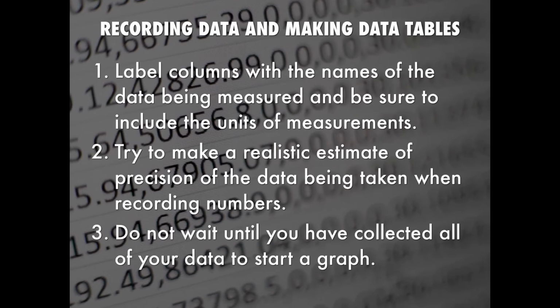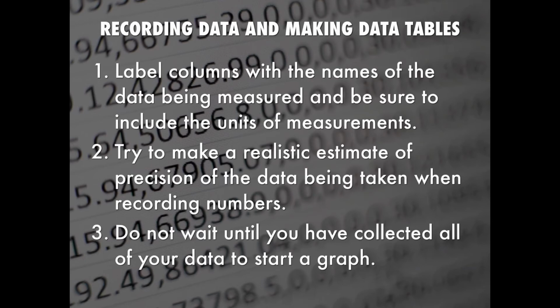Number 2. Try to make a realistic estimate of the precision of the data being taken when recording numbers. For example, if the timer says 2.3673 seconds, but you know your reaction time can vary by as much as 0.1 second, the time should be recorded as 2.4 seconds. When doing calculations using measured values, remember to round the final answer to the correct number of significant figures.